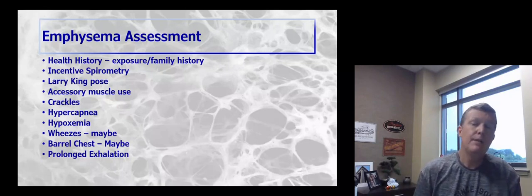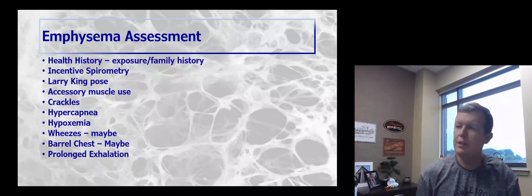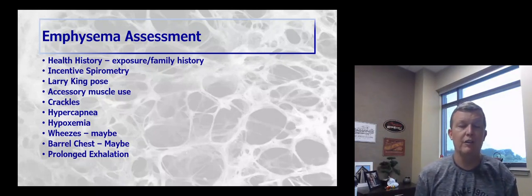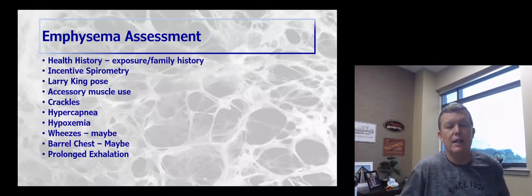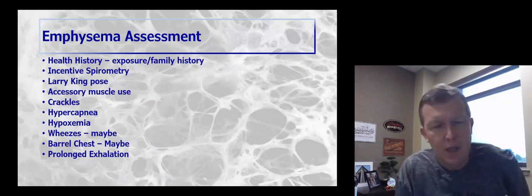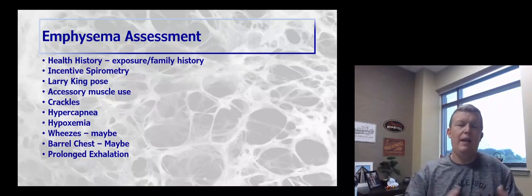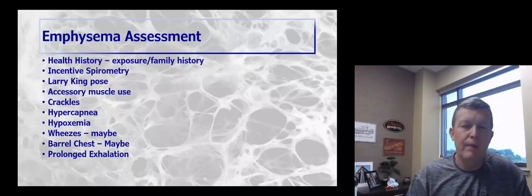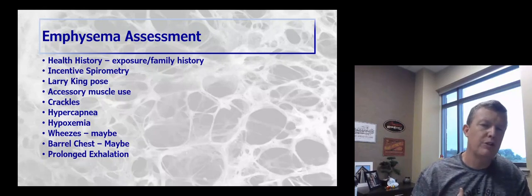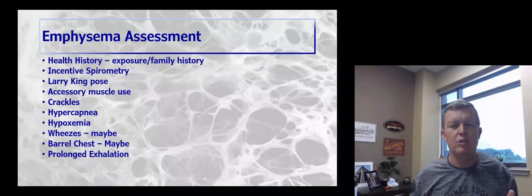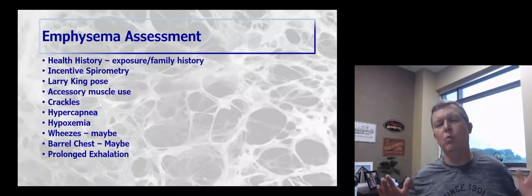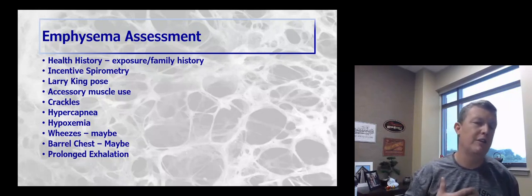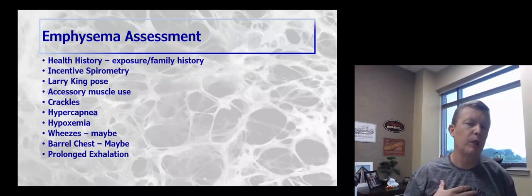Barrel chest, again, maybe. You will see these patients who are 95 years old and they've had COPD for a long time. And yes, they have increased lung fields, but it hasn't manifested as a barrel chest or an increased AP diameter. By AP diameter, I'm referring to anterior posterior diameter. So as a general rule, your chest should be wider from side to side, right to left, than it is from front to back, anterior posterior.